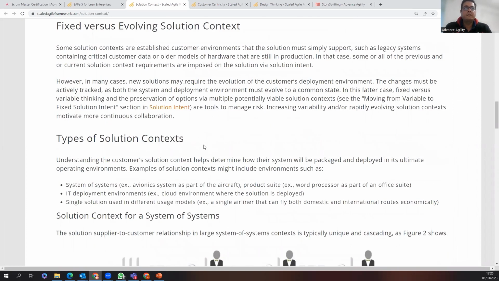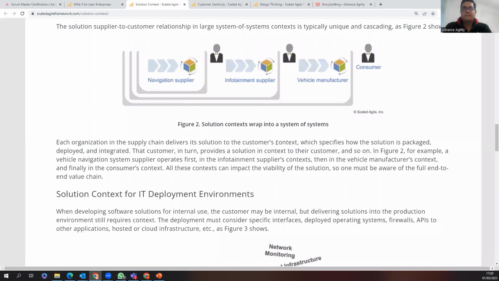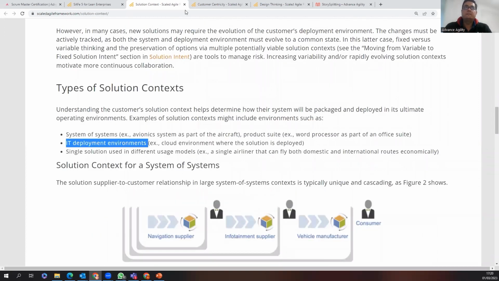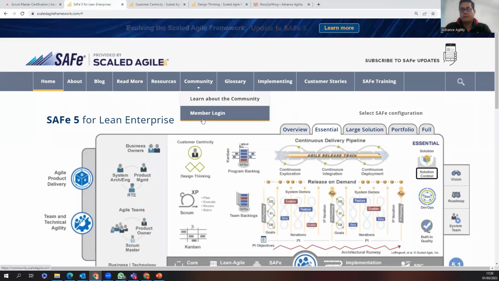The types of solution context are systems or systems of systems, product suite, IT development environment, and so on. So this is another factor that we have to consider when we are thinking of building a product, that in which environment the product will be useful as well.